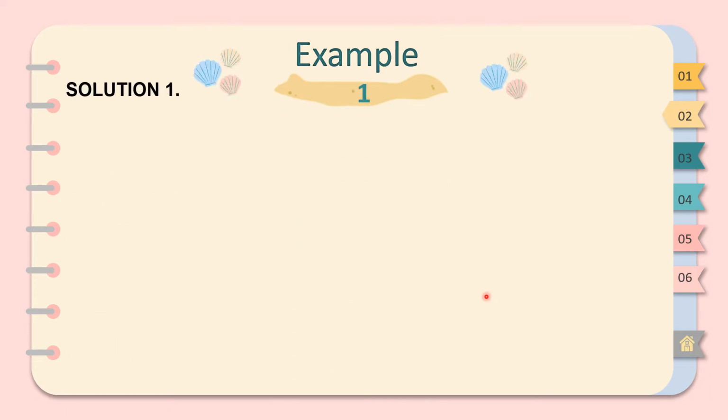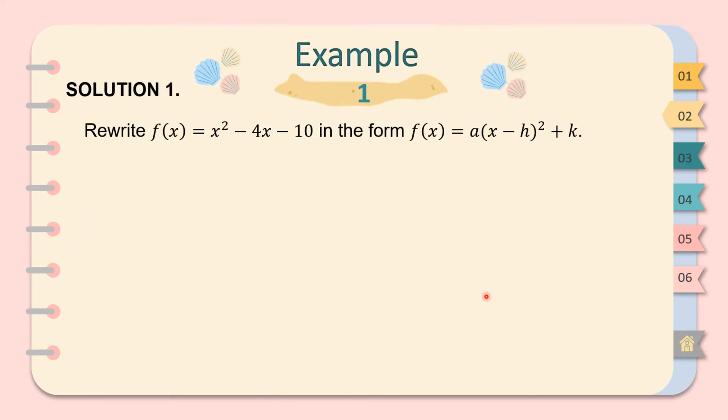So we have here the different example. I will be using the first solution because there are two solutions. Pwede nyo po siyang i-compute in two ways. So solution number 1. Rewrite f of x is equal to x squared minus 4x minus 10 in the form f of x is equal to a quantity x minus h raised to the second power plus k.